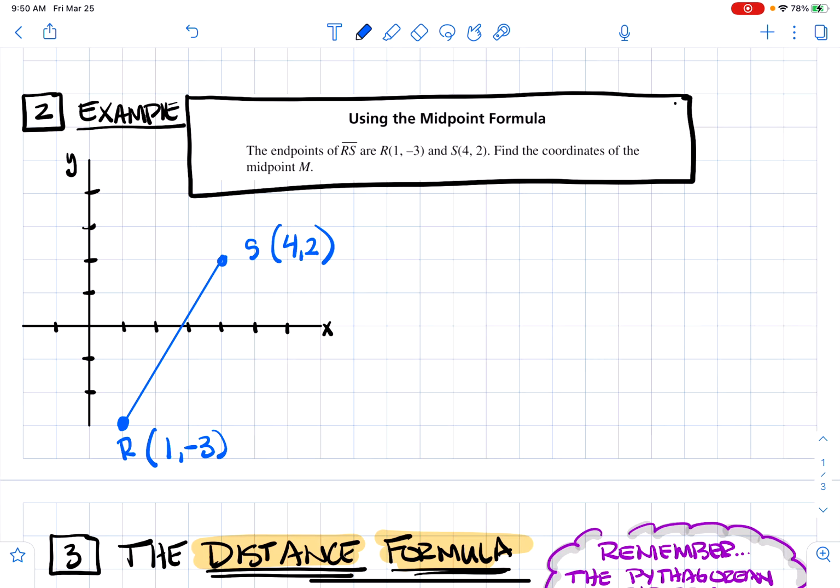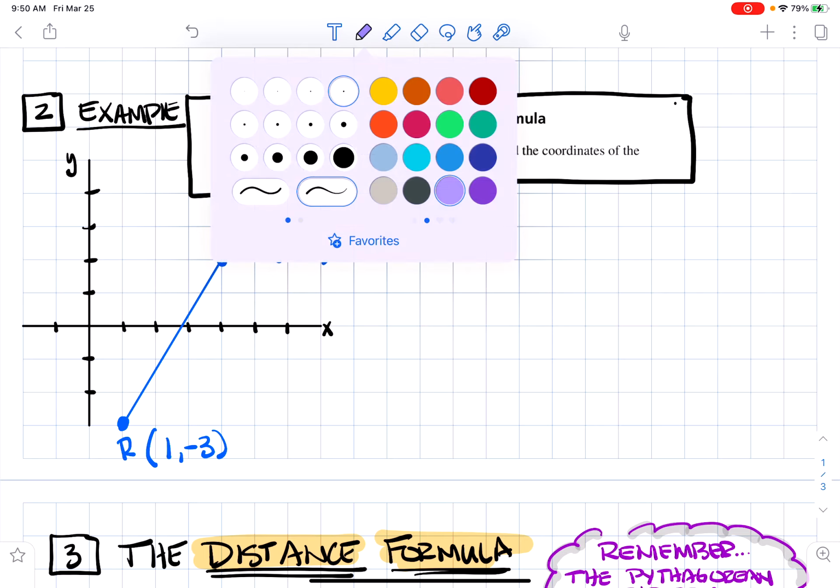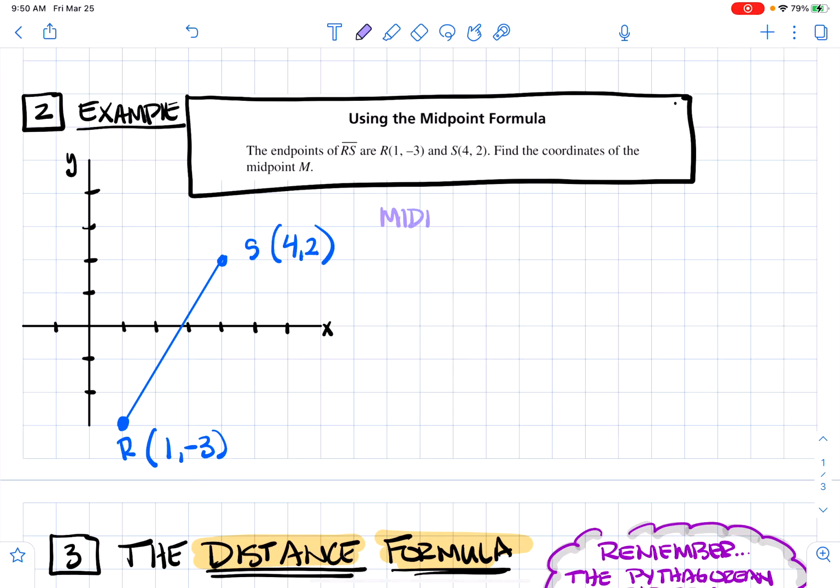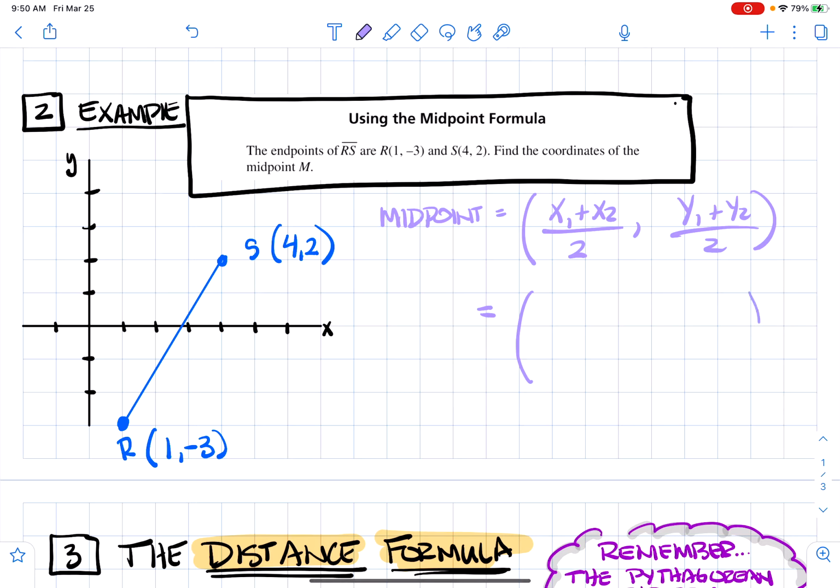So our midpoint formula, and I'll do this for you over here. The way we figure out the midpoint is we take the average of our x's, so x1 plus x2, divided by 2, and then take the average of our y's and divide by 2. So x1 is this guy, 1, and x2 is this guy, 4, so 1 plus 4 divided by 2. The y's are negative 3 plus 2, and then divided by 2.